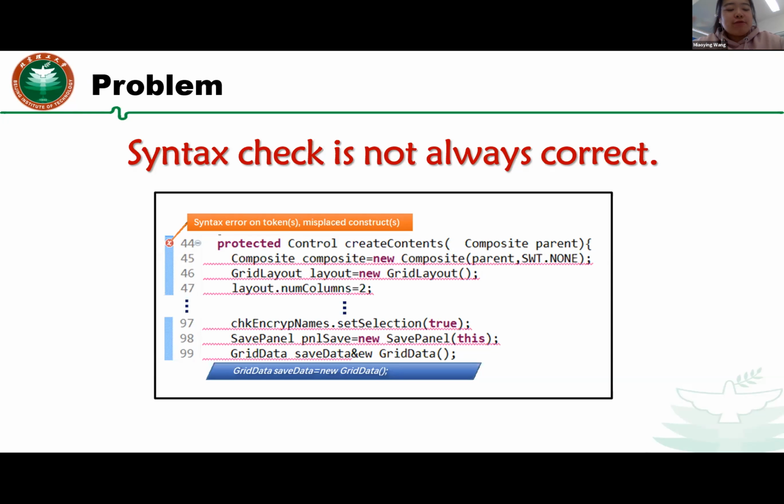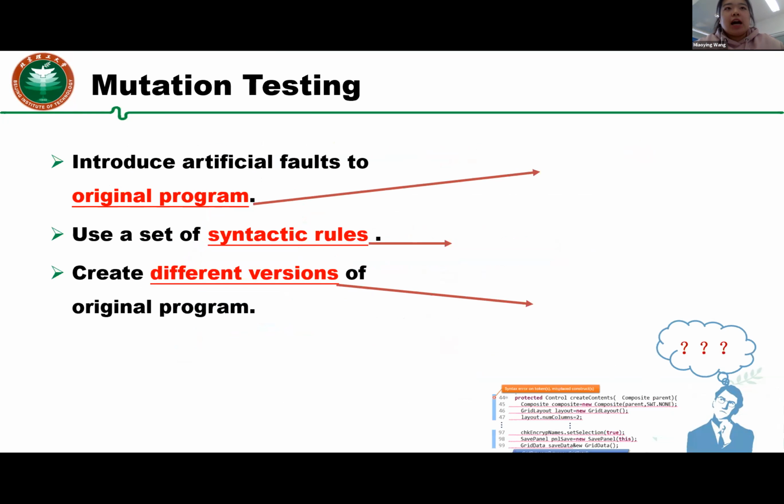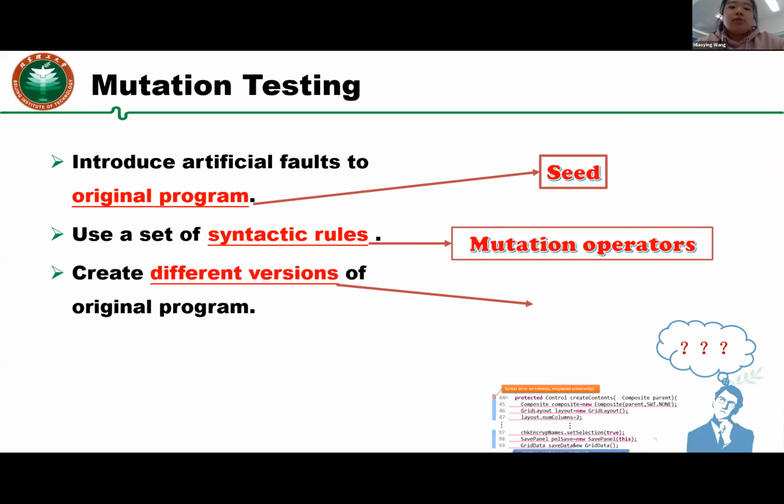Therefore, we provide a solution. Our solution is based on mutation testing. Mutation testing is a well-studied technique that introduces artificial faults to the original program, which we call C. Then we use a set of syntax rules called mutation operators to introduce simple syntactic changes to the original program, creating many different versions of the original program, which we call mutants.